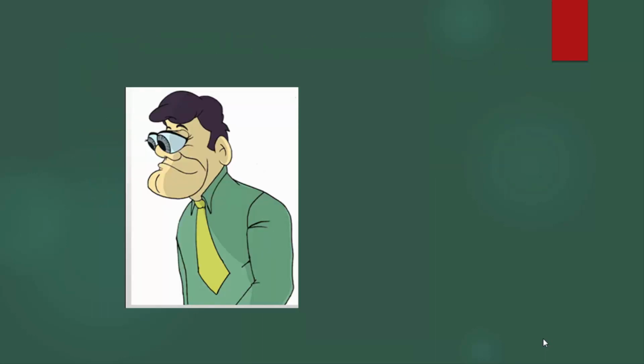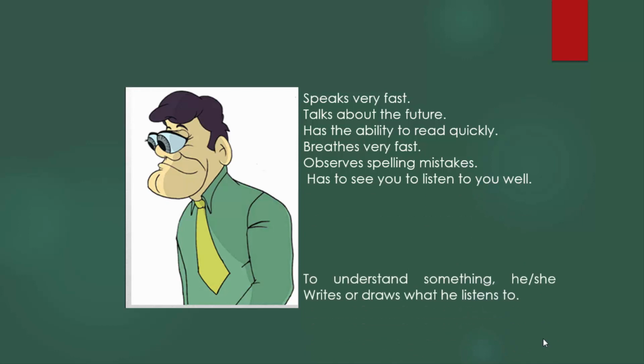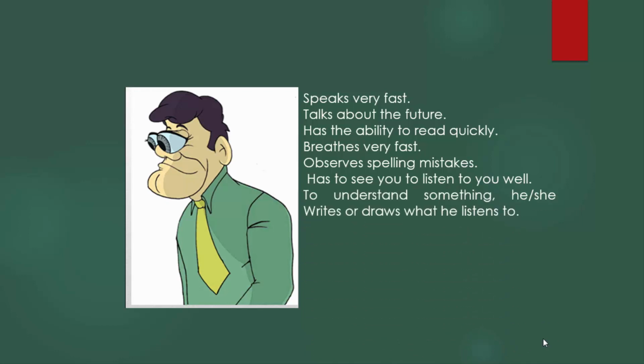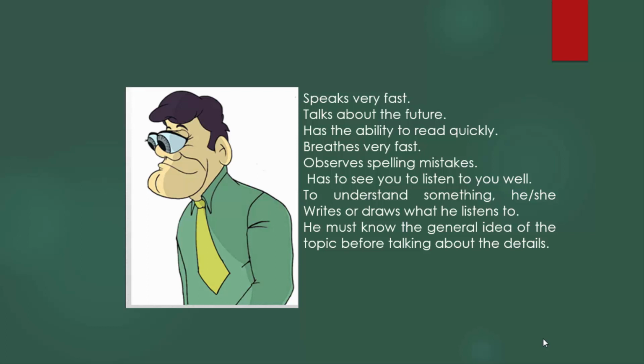So, to sum up, this person speaks very fast, talks about the future, has the ability to read quickly, breathes very fast, observes spelling mistakes, has to see you, to listen to you well, to understand something he writes or draws what he listens to. He must know the general idea of the topic before talking about the details, or he will tell you, please stop, I don't have time.